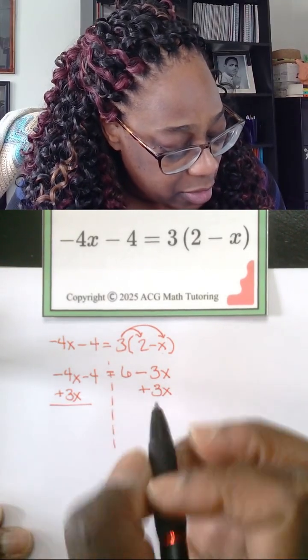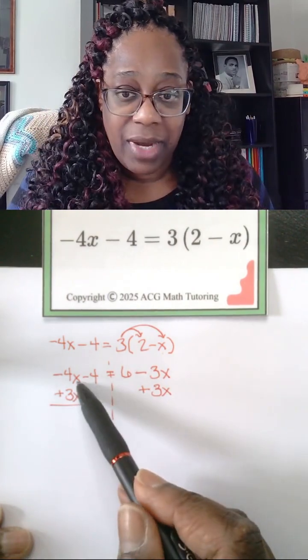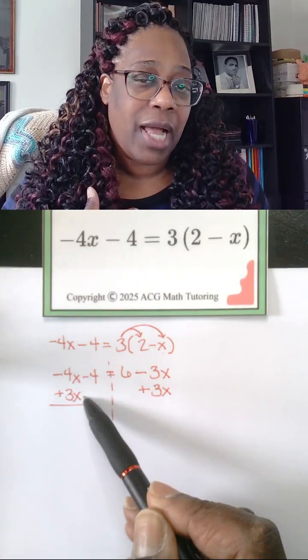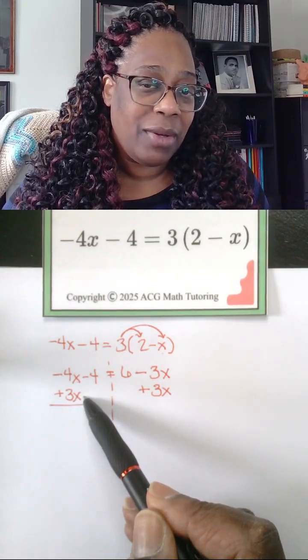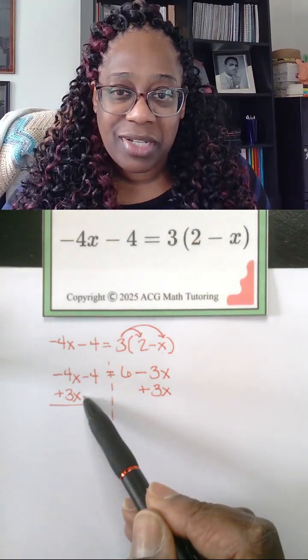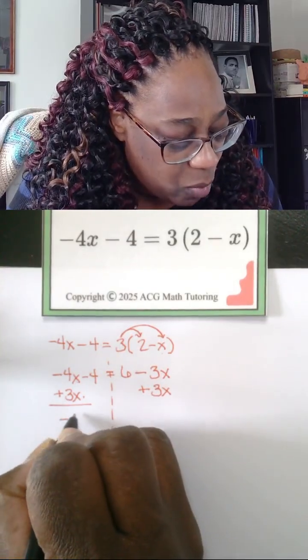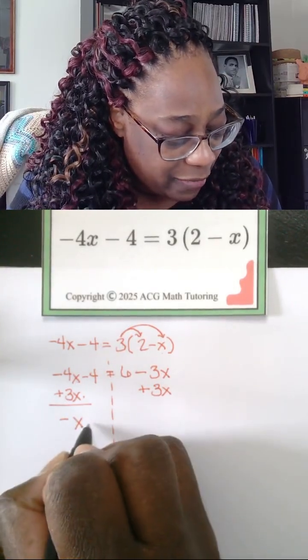Okay. So that means we have a negative 4x and a positive 3x. Think of it this way: you owe me $4. You paid me $3. What's happening in this situation? You're owing me $1. So that means we have a negative 1x, or we could say negative x.